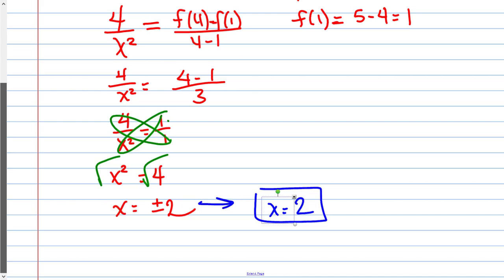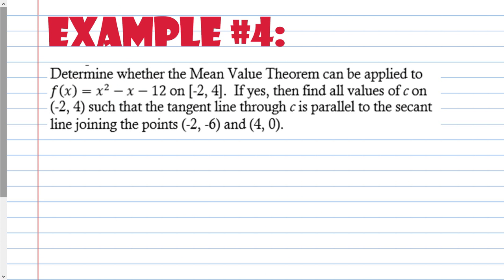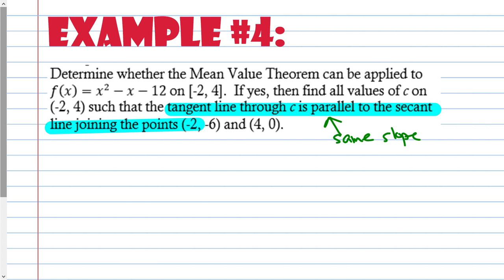All right, example 4. Determine whether the mean value theorem can be applied. If yes, then find all the values of C such that the tangent line through C is parallel to the secant line joining the points. This is basically what I've been saying. The whole parallel I have not said, but parallel just means same slope, because that's what parallel lines have in common.